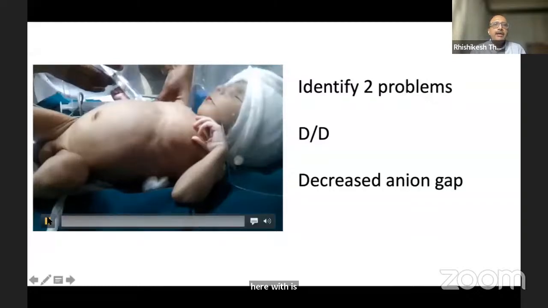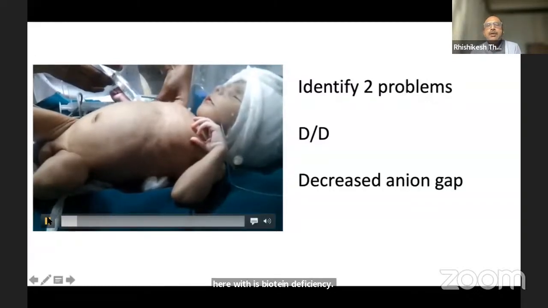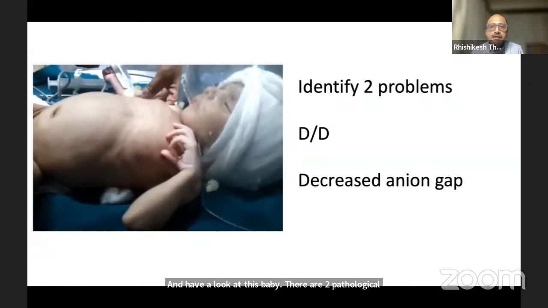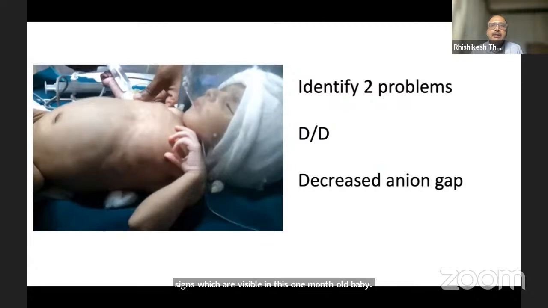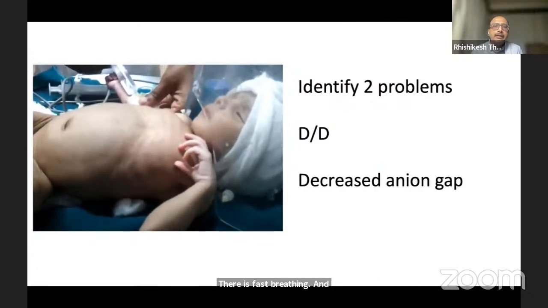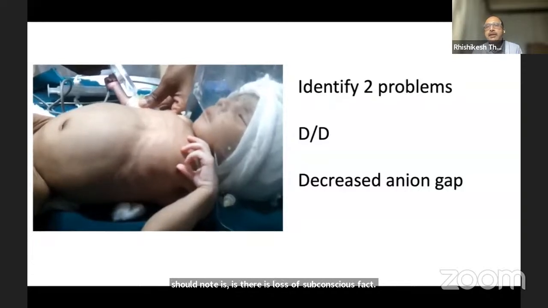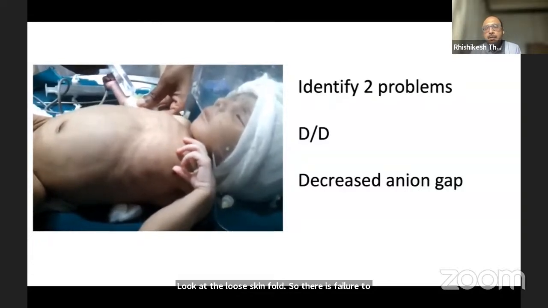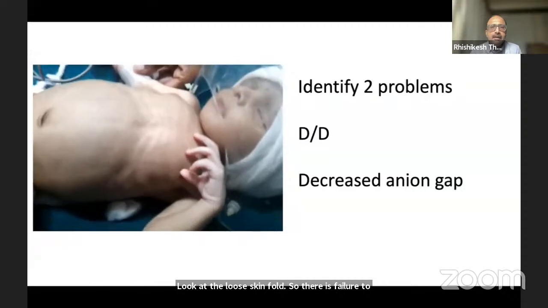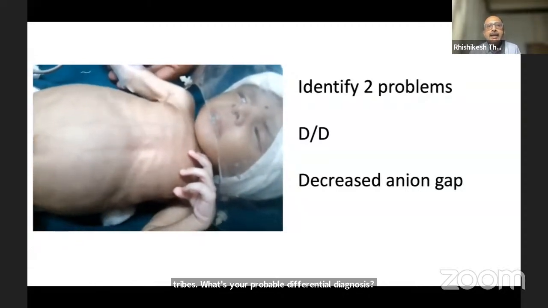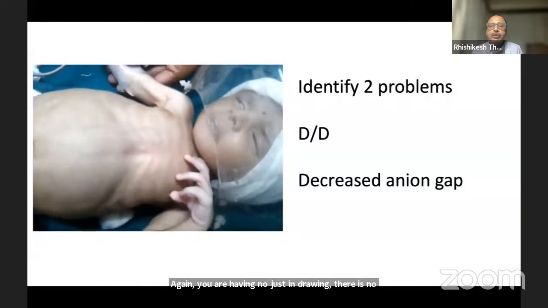And have a look at this baby. There are two pathological signs which are visible in this 1 month-old baby. There is fast breathing, and the second thing that you should notice is there is loss of subcutaneous fat. Look at the loose skin folds. So there is failure to thrive. So what's your probable differential diagnosis? Again, you are having no chest indrawing. There is no grunt, and the baby is showing you very classically acidotic breathing.